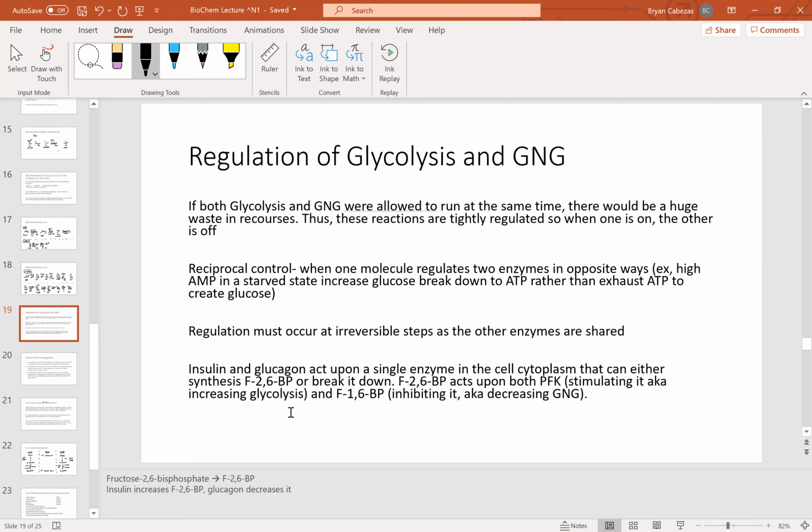So insulin, okay, what would insulin do? Insulin would create this, right? And glucagon would destroy this, right? Because if this is destroyed, aka not present, then fructose 1,6-bisphosphatase is able to run, and fructose 1,6-bisphosphatase is for gluconeogenesis.